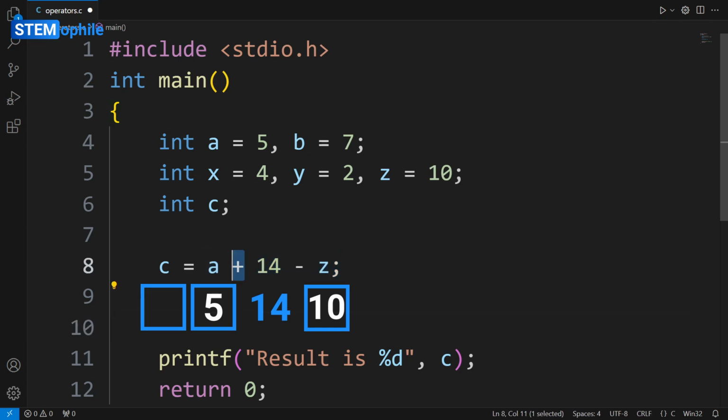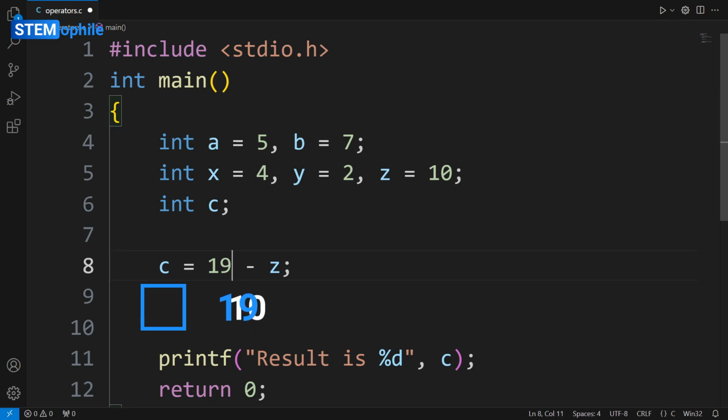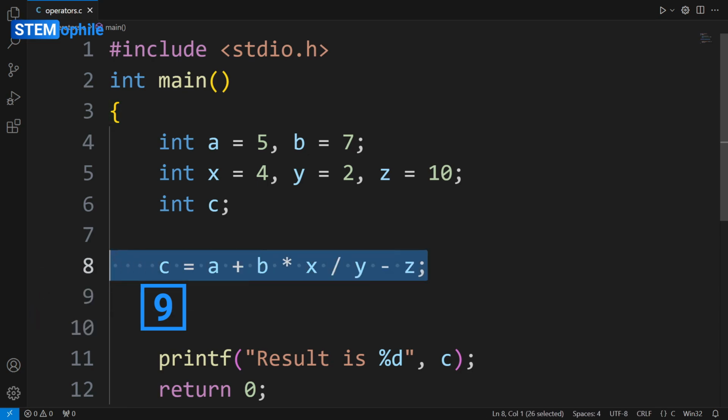Now we have addition and subtraction, which have the same priority and are solved from left to right. So first we solve A plus 14, which becomes 19. 19 minus 10 equals 9. So the result is 9 and the expression is solved. The result is stored in the variable C. This is how we solve expressions with multiple operators.